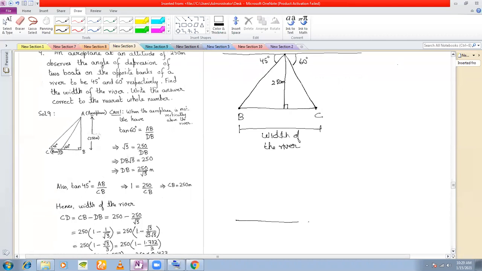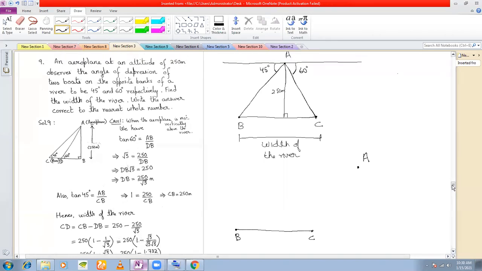Say this is my river, B, C, and the aeroplane has crossed the river. Say it is above some landmass, flying above some landmass. And this is our aeroplane, and the observer is here. Tell me, if I'm sitting on the aeroplane, then my angle of depression will be on the same side only. How would it be on the opposite side? Why should it be on the same side? The angle of depression will not depend on your side. The angle of depression will only depend on the object that you are seeing and the horizontal. It will not depend on the side.